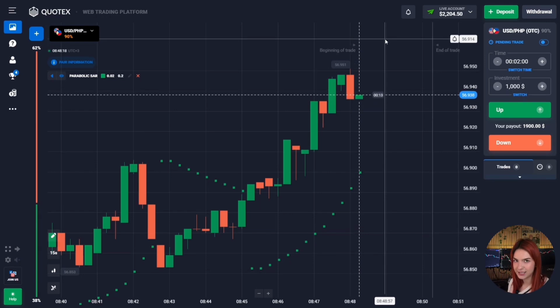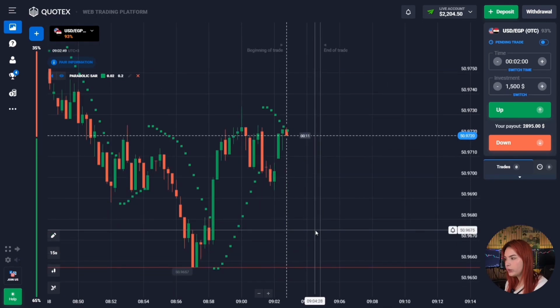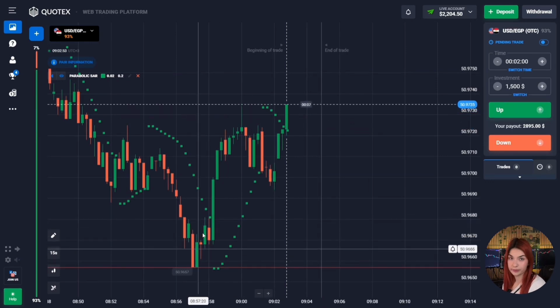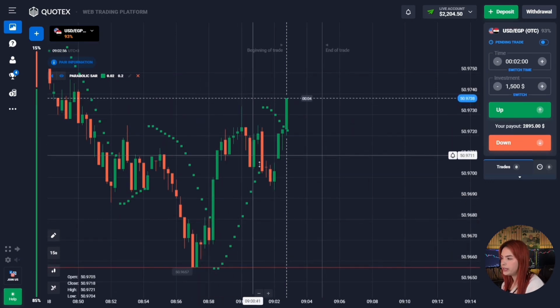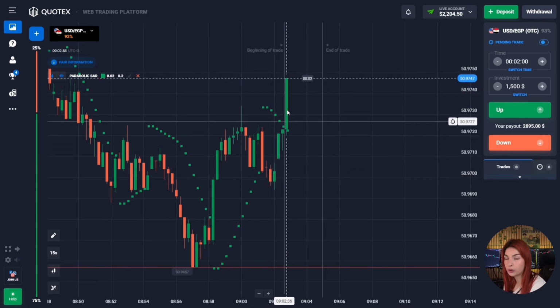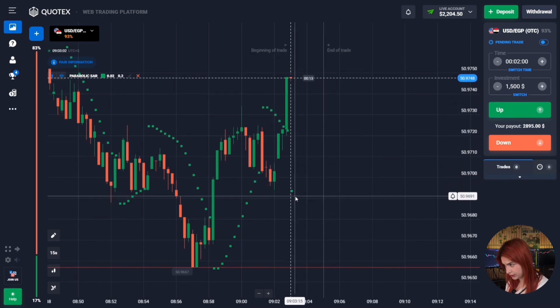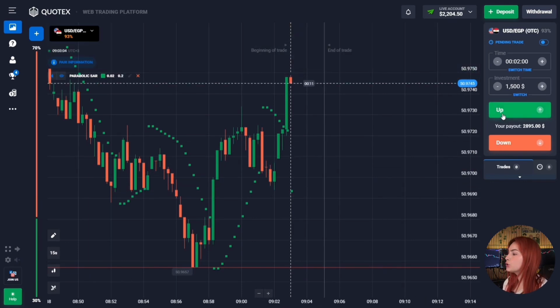Guys, let's continue. Okay guys, as you can see, we have a support level here and the price has bounced up from this level. Also now we have a green impulsive candle forming on the chart and a parabolic dot appears under the chart. So we will open a deal to go up.